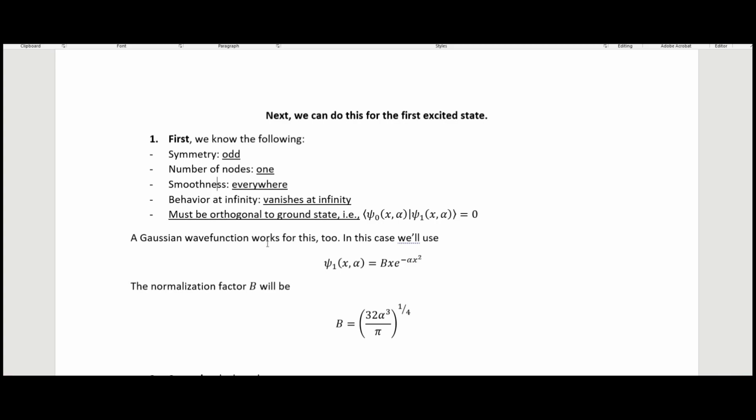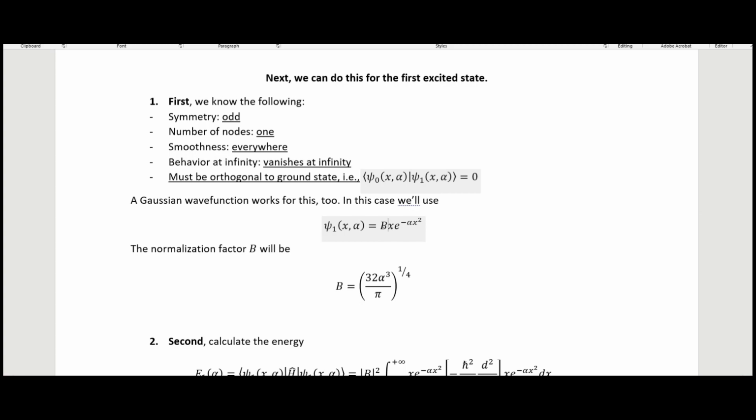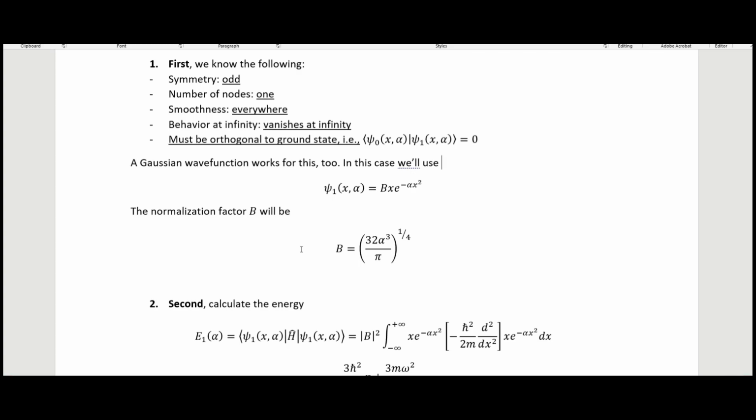So we can use a Gaussian wave function for this too, and in this case we'll use this. So we just have this B here instead of A. We still have our alpha up here, and we also have this x right here, which is what makes this orthogonal to our previous one. Having this x here makes this function orthogonal to our ground state function. So after we do the normalization, we get that B is equal to this: 32 alpha cubed over pi, all to the 4th root.